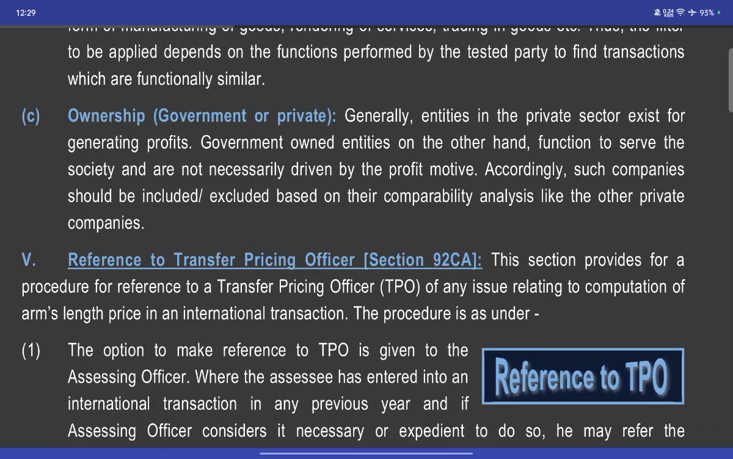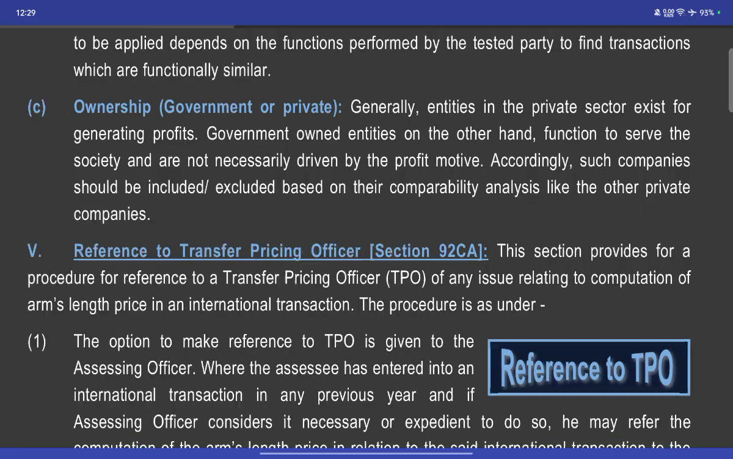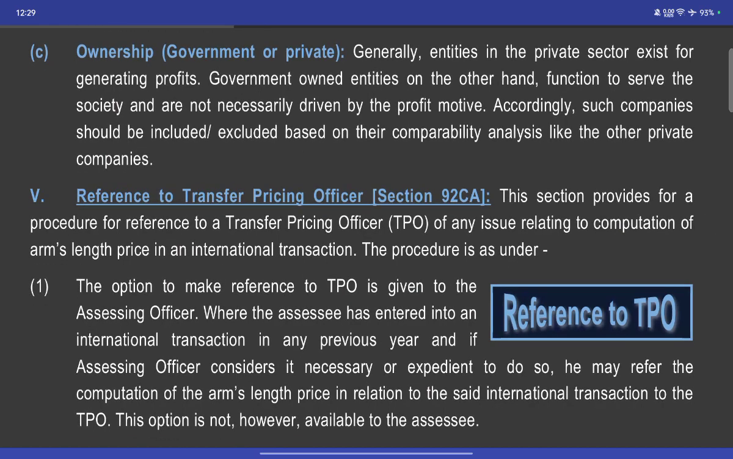Ownership: government party. Generally, entities in the private sector exist for generating profit. The government-owned entities, on the other hand, function to serve society and are not necessarily driven by the profit motive. Accordingly, such companies should be excluded from the comparability analysis of these other private companies.